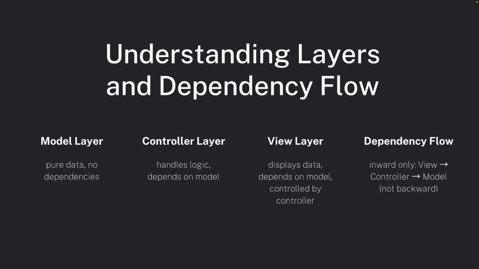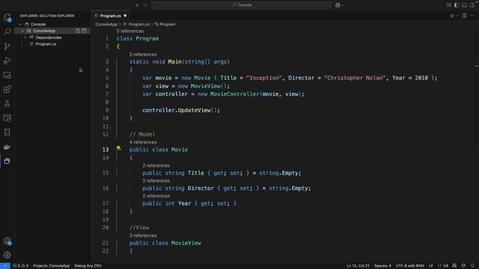Now that we covered the concepts, let's apply clean architecture to our code. Right now, all our classes, the model, controller, and view are sitting together inside the Program.cs file. This works for a small demo, but it quickly becomes unmanageable as the app grows.